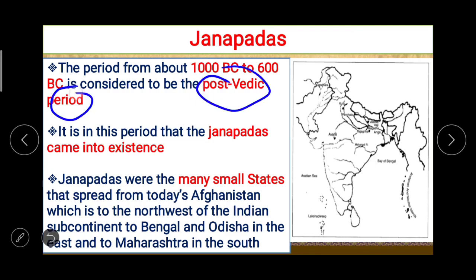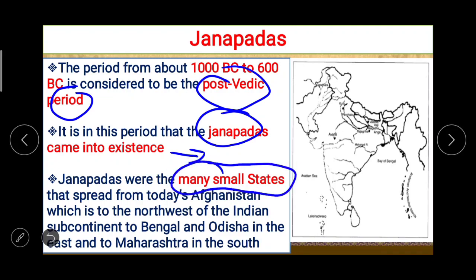post-Vedic period, which means the period after the Vedic period. It is in this period that the Janapadas came into existence, between 1000 BC and 600 BC. Janapadas were many small states. Now this is the second thing, to understand this concept very easily: what are Janapadas? Janapadas were nothing but many small states.